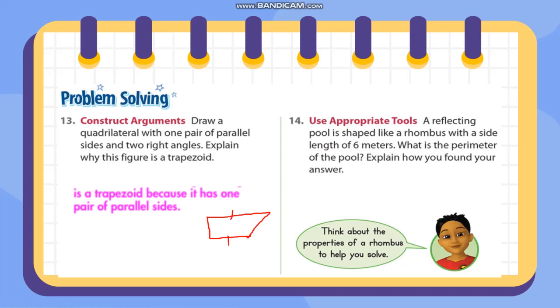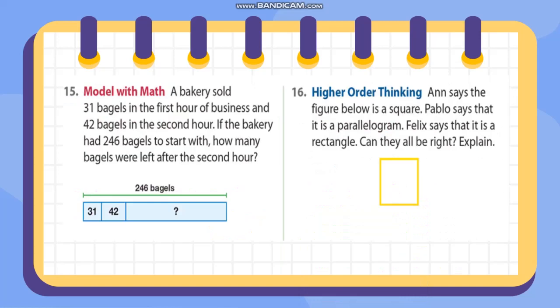Now, a reflecting pool is shaped like a rhombus with a side length of 6 meters. What is the perimeter of the pool? Explain how you found your answer. Always remember that when we say perimeter, it means the total measurement of all the sides. So the answer is 24, because a rhombus has 4 equal sides. So 6 multiplied by 4 is equivalent to 24 meters.